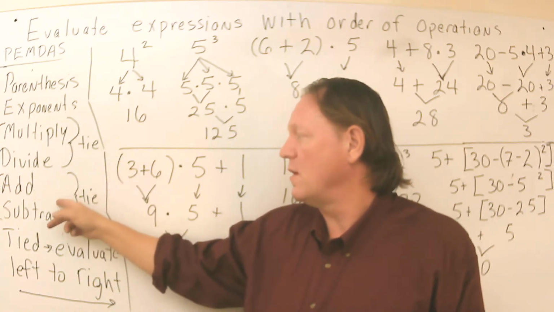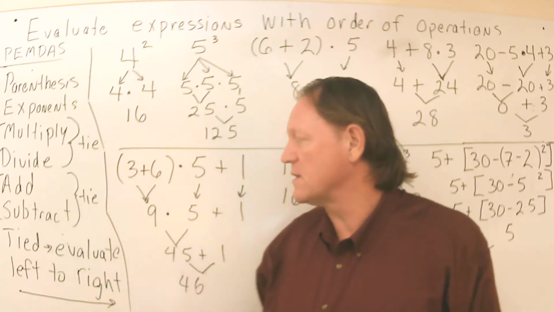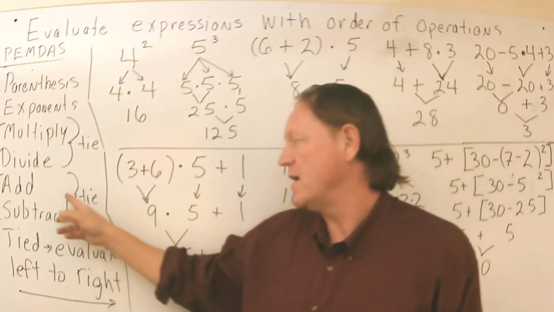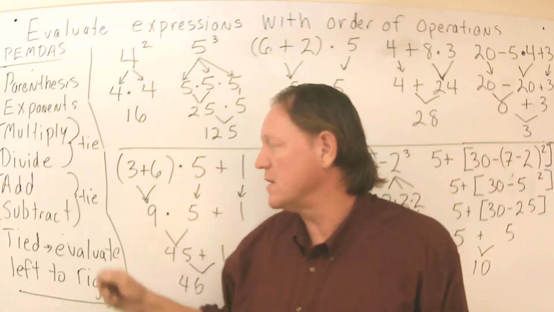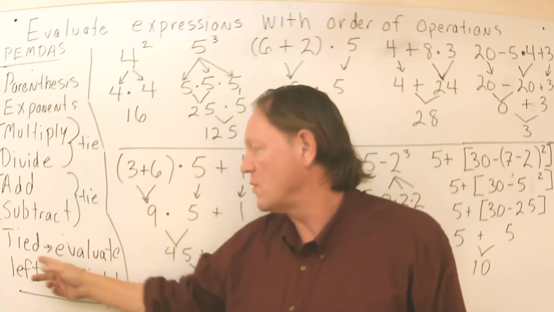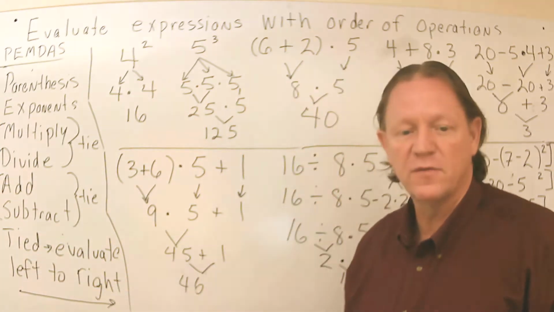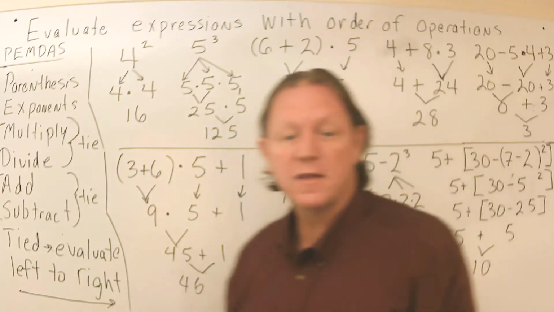Next, in order of operations, we do addition and subtraction last. If we have an expression with both addition and subtraction, there's a tie, we'll evaluate that expression from left to right. Let's go ahead and look at some examples.